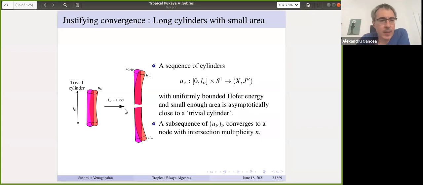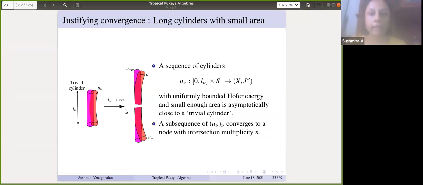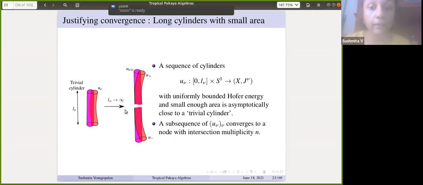So this is another picture to say the same fact, which is that if we have a sequence of cylinders whose lengths are going to infinity and they have a uniformly bounded Hofer energy and small enough area, then these are all asymptotically close to, oh yes, there is a question.